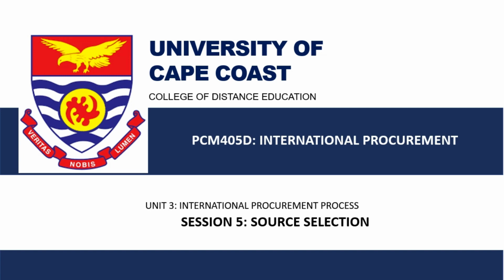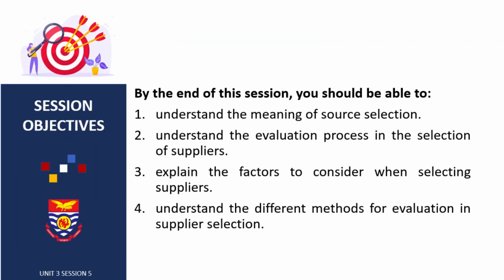Welcome to Section 5 of Unit 3 of International Procurement. Today, we'll be looking at source selections. By the end of this section, you should be able to understand the meaning of source selection, understand the evaluation process in the selection of suppliers, explain the factors to consider when selecting suppliers, and understand the different methods of evaluation in supplier selection.